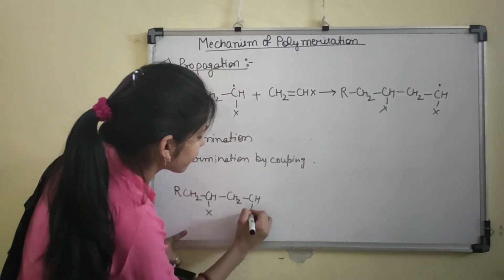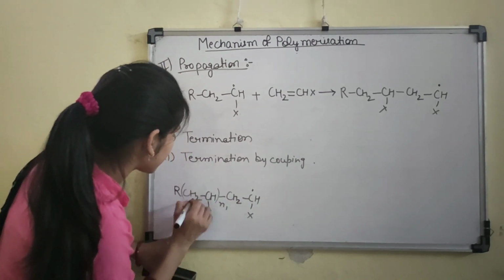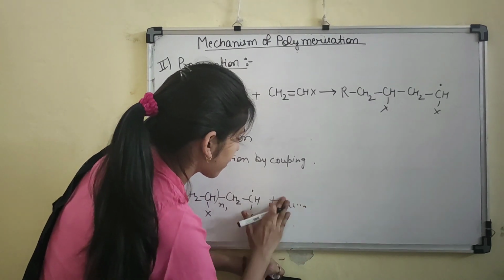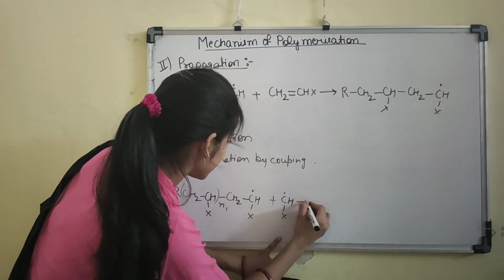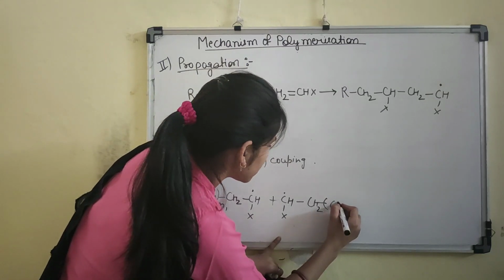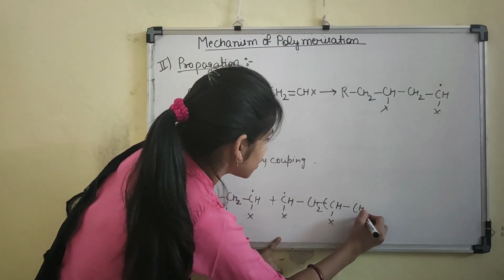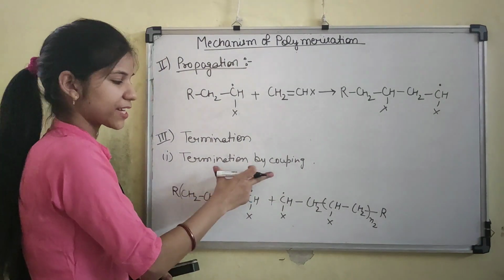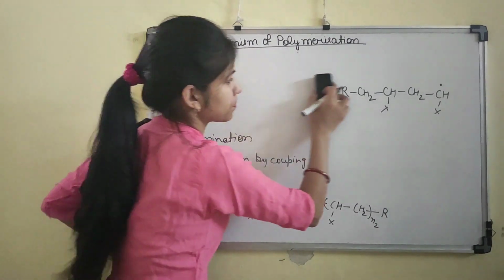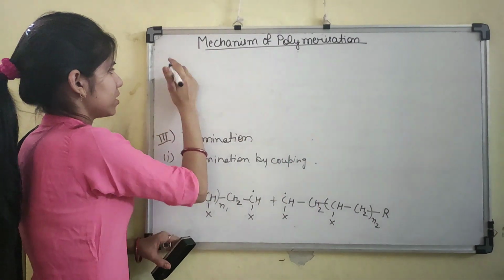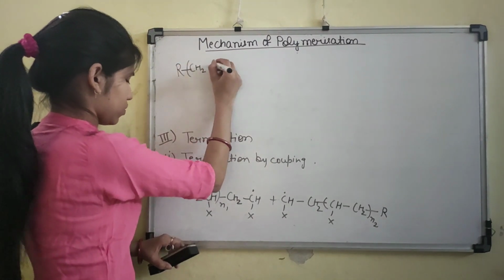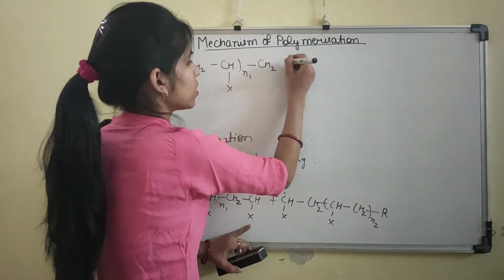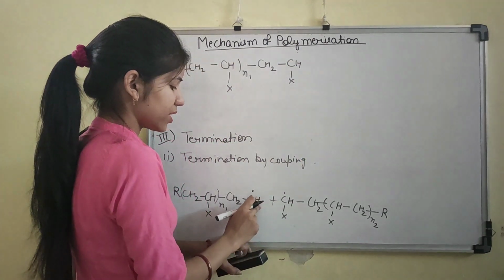So this is our first free radical chain, and there are N1 times of this chain, R CH2 CHX, and there is another CHX free radical, CH2 CHX CH2, N2 times, and there is R. When they combine by termination by coupling, they form R CH2 CHX N1 times CH2 CHX, and there is a bond between these free radicals.